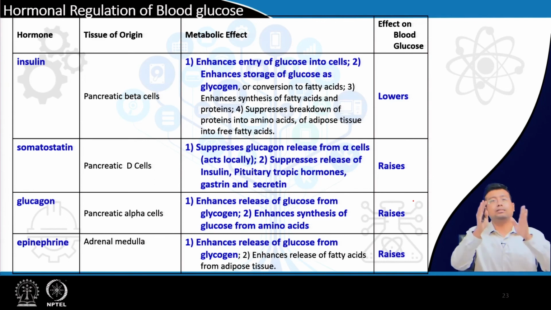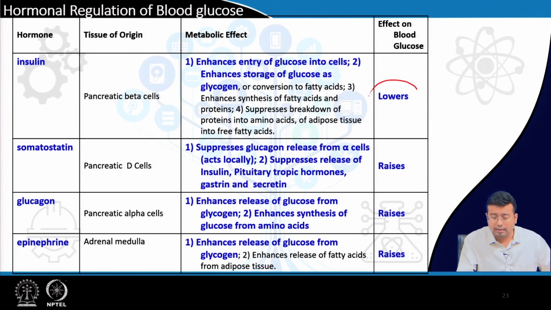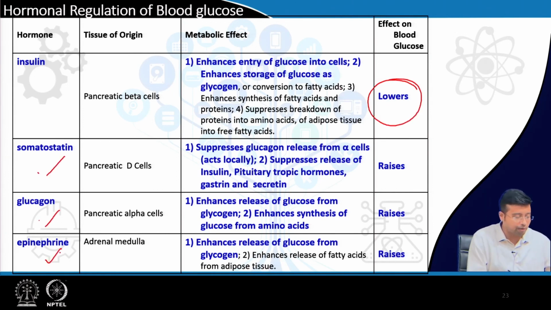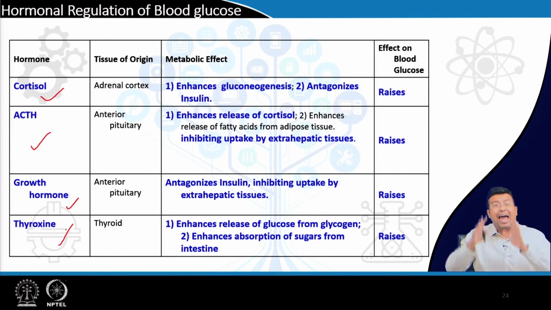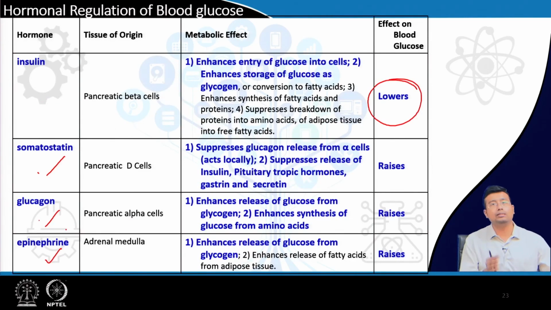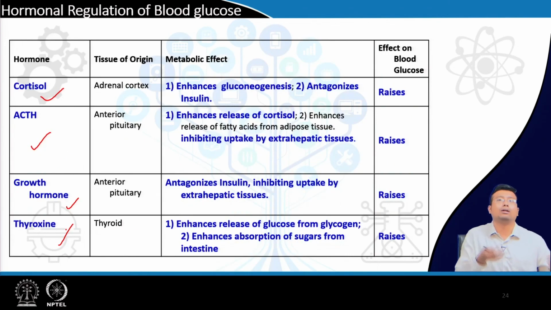It is not essential to know the individual function of all hormones with respect to carbohydrate metabolism only. The only take home message over here is that insulin lowers the blood glucose level, whereas somatostatin, glucagon, epinephrine, cortisol, ACTH, growth hormone and thyroxine all act in tandem to raise the blood glucose level. You can easily pause these two slides and take note of what hormone action is being exerted by each hormone, but when it comes to the action on glucose, everyone is trying to raise the blood glucose.